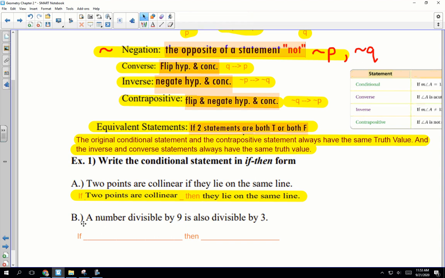Let's look at example 1b. A number divisible by 9 is also divisible by 3. So a number divisible by 9 is our hypothesis. If a number divisible by 9, well, that sounds weird. When we get a hypothesis or a conclusion that doesn't have the right words, where the participles aren't there, the articles aren't there, or the verb isn't there, we have to add that in. So I would say this as: if a number is divisible by 9.